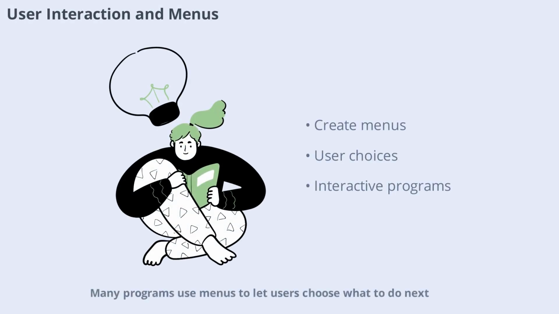Many programs use menus to let users choose what to do next. Creating a simple menu system helps make your programs more interactive and user-friendly. In this scene, we'll show you how to build a menu using loops and if statements, allowing users to select different options easily.